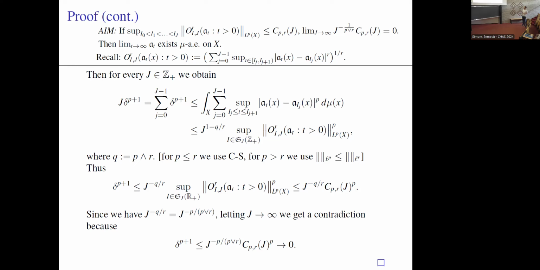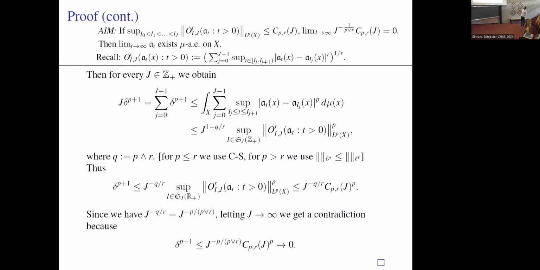And once we have it, then we can put J on the right hand side, so we can cancel out this one power. So on the left hand side, we have delta to the power p plus 1, and on the right hand side, we have some negative power of J times the oscillation element. So what we can do is we know that this oscillation semi-norm by the definition is bounded by this constant to the power p. Okay.